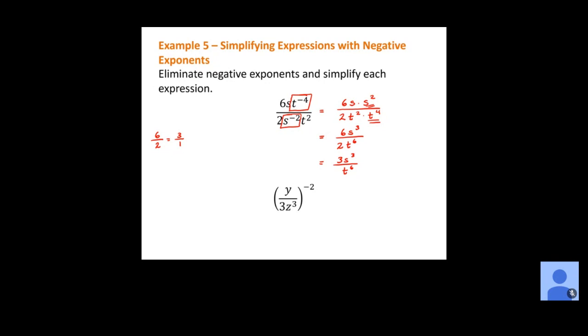All right, let's look at the next one now. So this time we've got a negative 2 exponent on the outside of this set of parentheses. So what could we do first on this one? You could distribute, or you could flip the fraction to make it a positive exponent on the outside, right? And it's up to you. You're going to get the same answer regardless of which way you do it. But in this case, if we just flip the fraction, we can completely get rid of the negative exponent, and then we don't have to deal with it anymore. So that's what I'm going to do, is I'm going to flip my fraction. I'm going to put my 3z to the third in the numerator, my y in the denominator, and then I'm going to make this a positive 2 on the outside now.